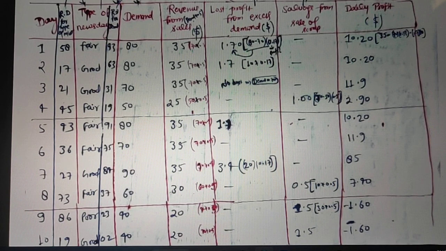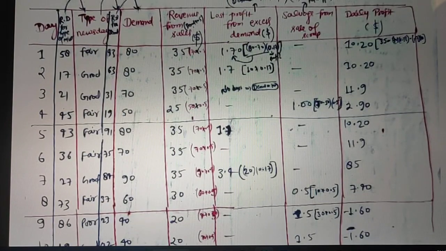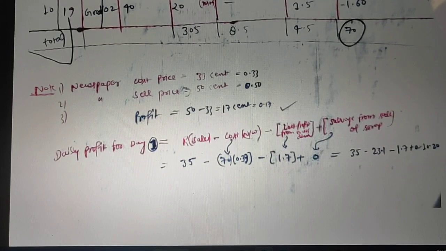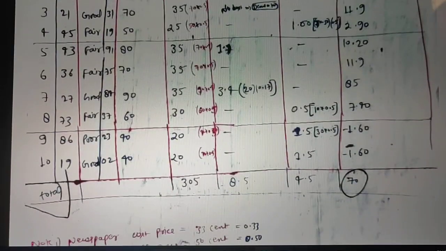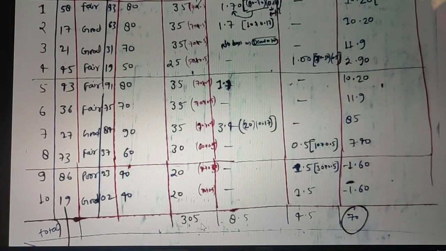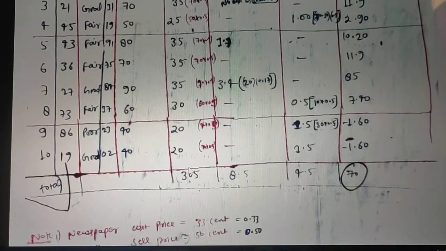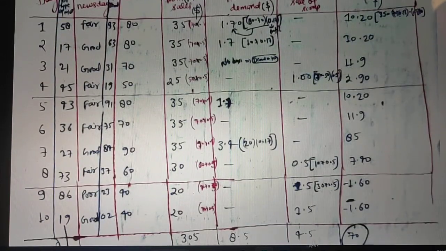And accordingly when we proceed, we can get this table by applying our simulation tables, type of news day and the respective demand. And now here we have to give the summation of the total daily profit. So when we add this, it will be 70, and revenue from sale is given as 305, and lost profit is 8.5, and the money we get from waste is 4.5 cent.